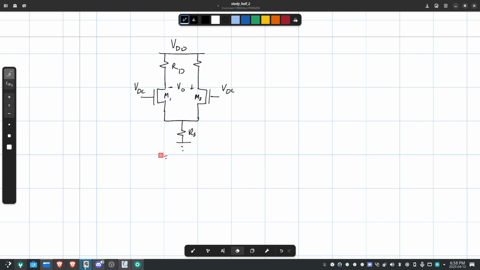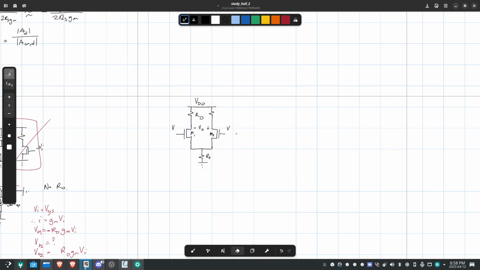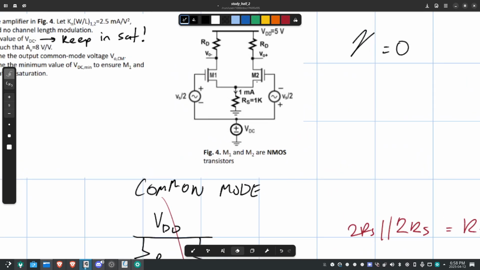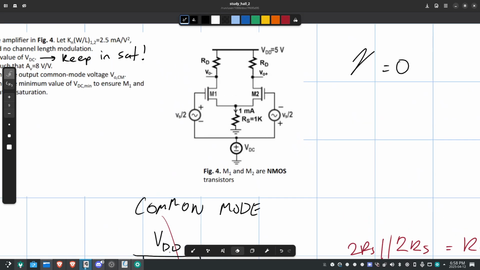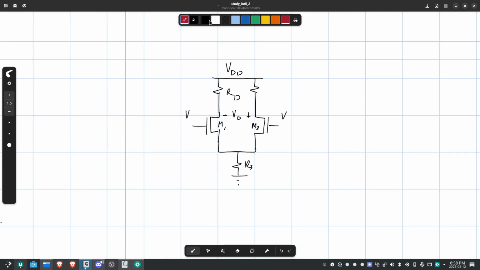Back to our original circuit, and now we're working in differential pair. VS over 2. Keep this in mind. So this is VS over 2, and this is negative VS over 2. This is a differential pair, not common mode. So now we operate differently.